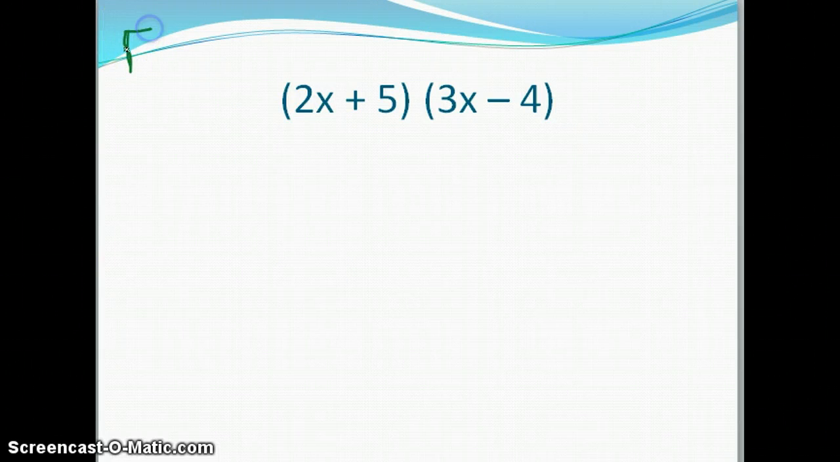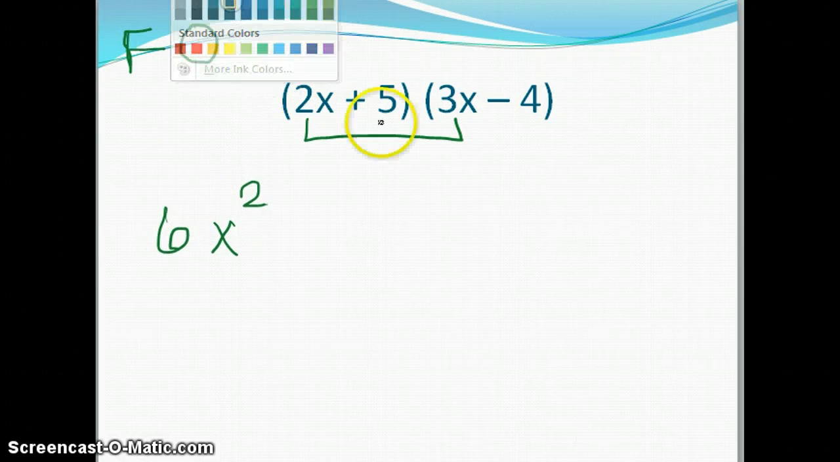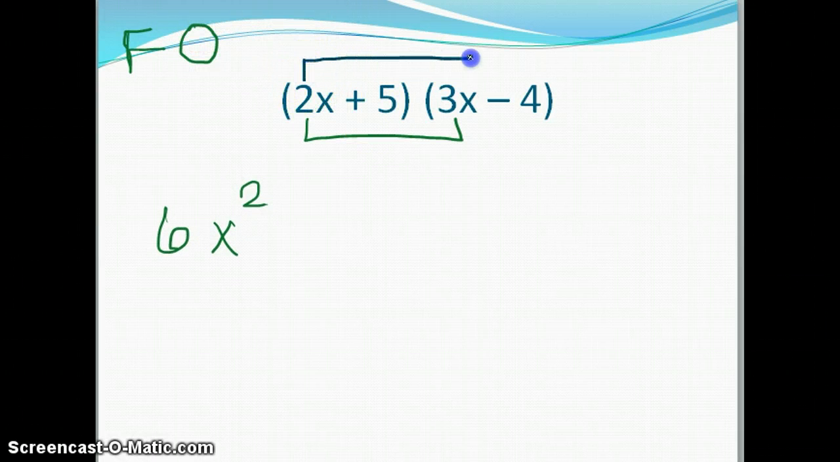So we're going to do our F. That means we're going to do what comes first in our parentheses. So I have 2x times 3x, and I get 6x squared. Then we're going to do our outsides. So I'm going to take the 2x that is on the very outside of my parentheses, and I do 2x times a negative 4, so I get negative 8x.